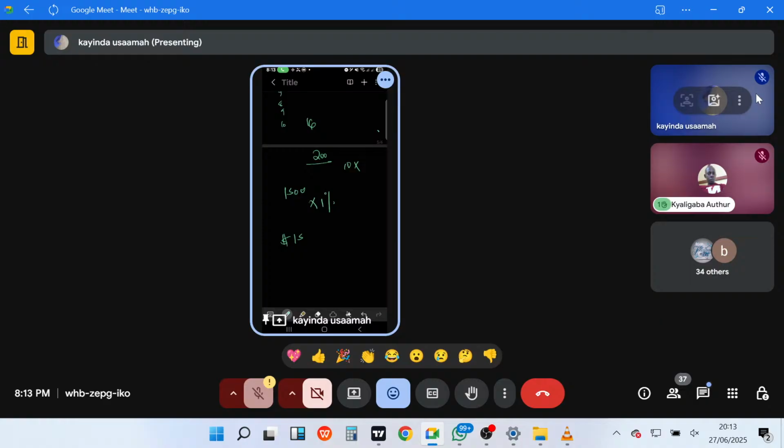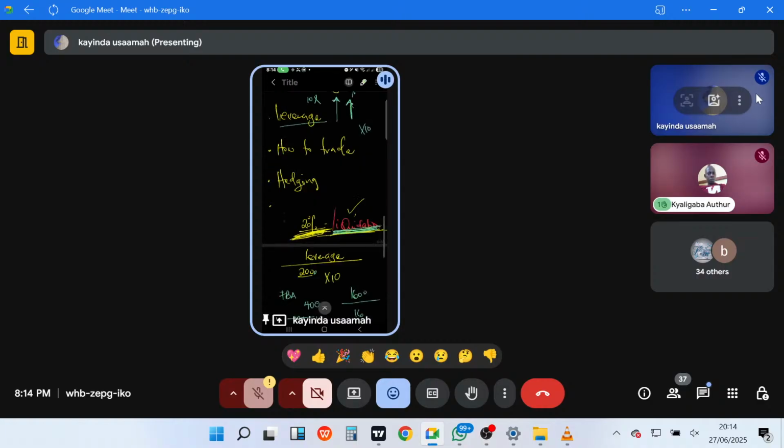But let's just be serious. If I was using only $200 and I made only 1%, how much would have been the profit? $2. That is the importance of having leverage. Your money is amplified, your profits are amplified, your take profit is amplified, and also your trading capital is amplified. That's why you are going to start seeing people with small money making good profits.